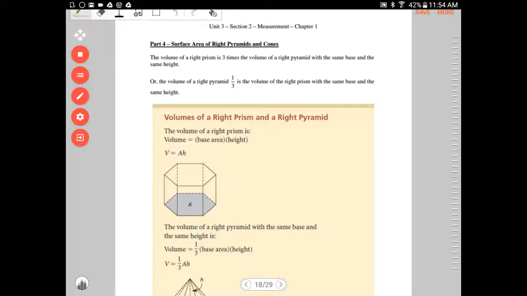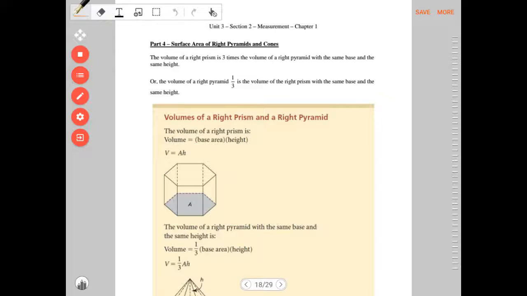Hi everyone, part 4, surface area of right pyramids and cones. The volume of a right prism is 3 times the volume of a right pyramid with the same base and the same height. Or, the volume of the right pyramid is 1/3 the volume of the right prism with the same base and the same height.